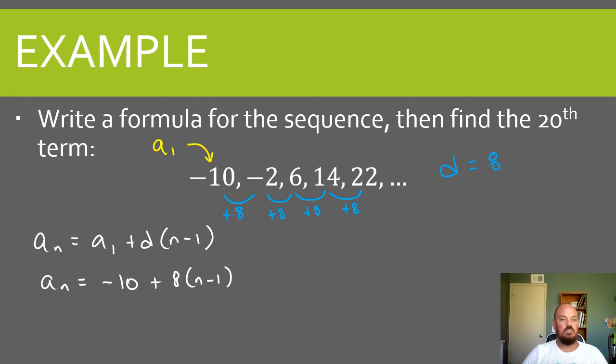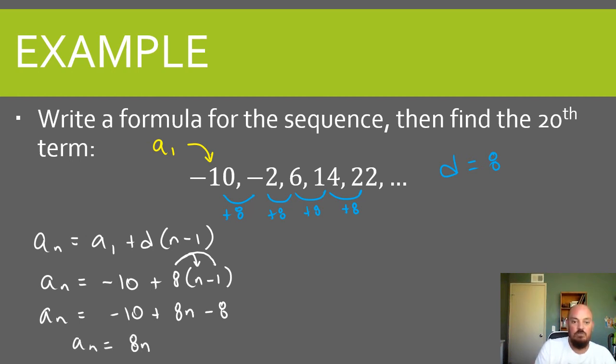Now the last thing I want to do is clean this formula up a little bit. Let's take the 8 and do a distributive property. I'm going to leave the -10 for now. I'm going to do 8 times n is 8n, and 8 times -1 is -8. Now when you combine your like terms, we'll put the 8n in front. -10 plus -8 gives me -18. So there's my formula. an equals 8n minus 18.